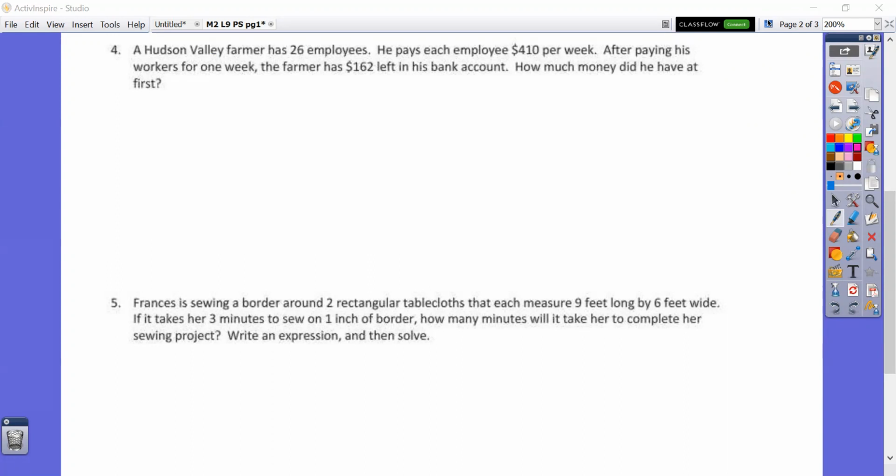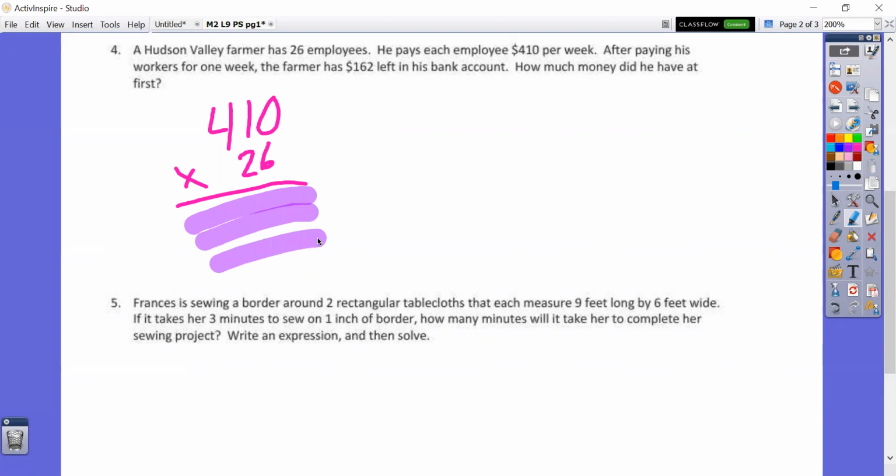So first we have to figure out how much money did he give to his farmers for his pay? Well, each farmer made $410. There was 26 farmers or 26 employees at the farm. So let's go ahead and set that up. When you get the product, you need to add back the $162 to get how much he had at first. So pause me, solve for it, add back the $162, and then give me a statement for the question. All right, I'll see you back when you have those steps done.